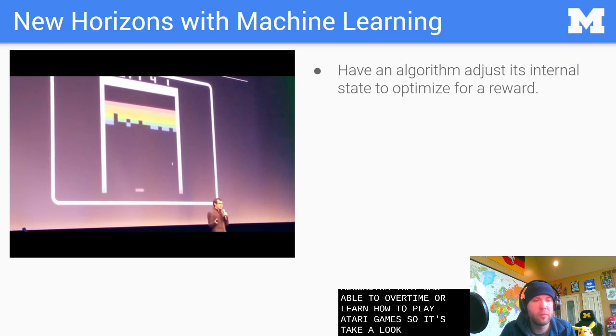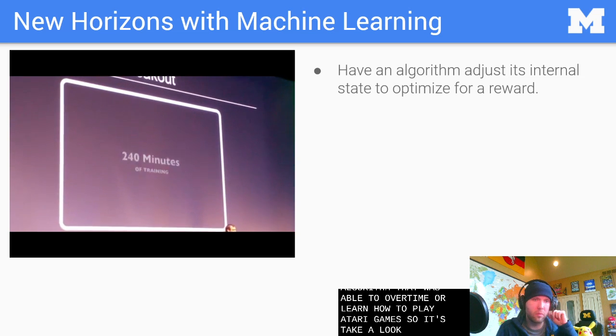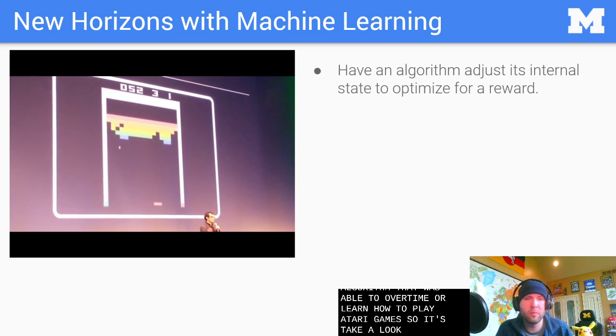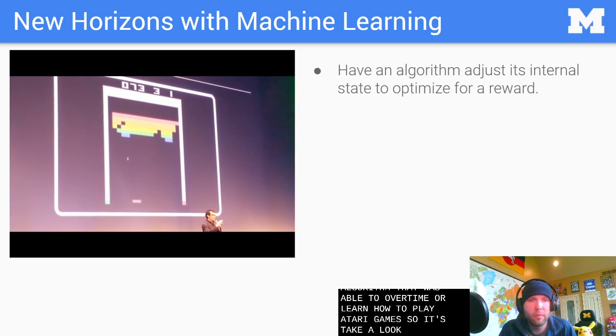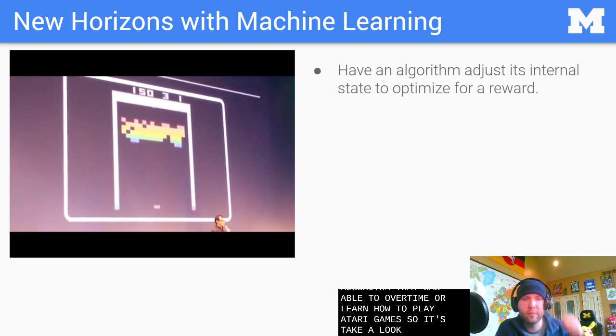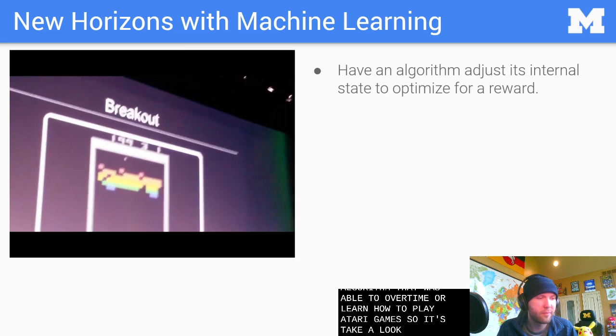So then we thought, okay, that's pretty good, but let's just leave it training for another 2 hours, see what happens. And then this amazing thing happened. It sort of worked out. The optimal strategy, dig a tunnel to the back, and then send the ball round the back.